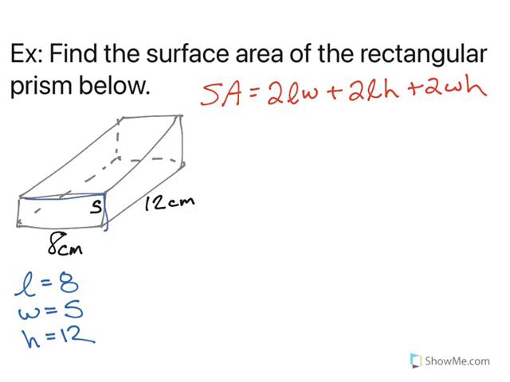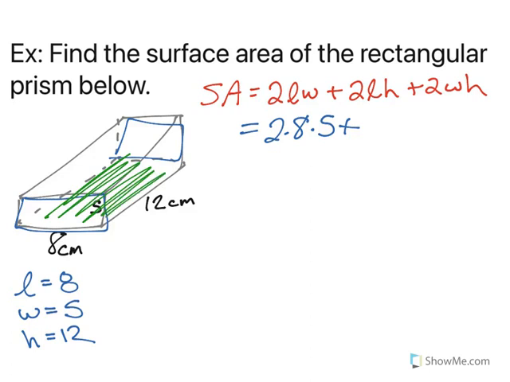So let's look at what we have. Again, remember, we have the base. There's 2 of them, and it's 8 by 5. So I have 2 times my length of 8 times my width of 5. Then I have length times height because that's my bottom piece, right? Bottom and top. So 2 times 8 times 12. Plus, I have the sides. So the side is 5 by 12. So 2 times 5 times 12. The nice part about rectangular prisms is everything's a rectangle. So it makes it a little nicer.